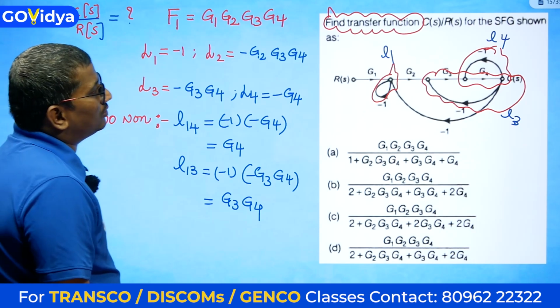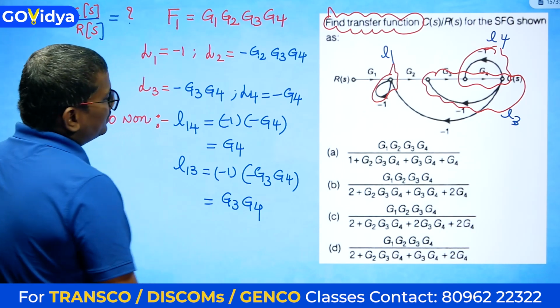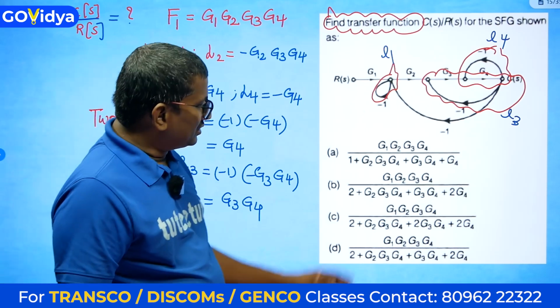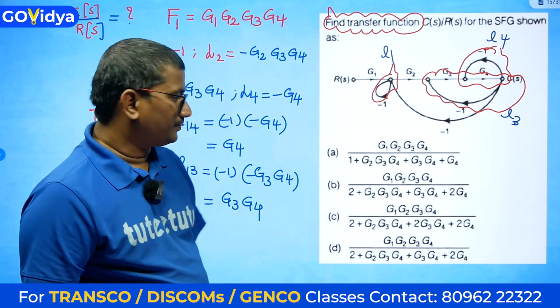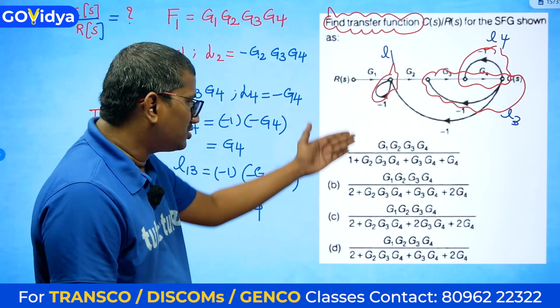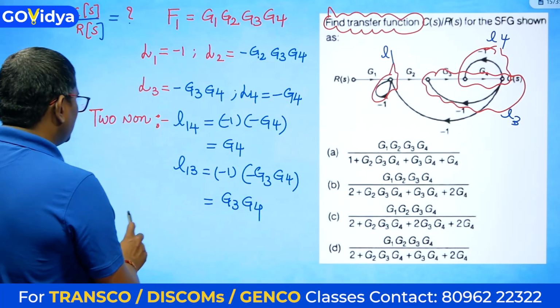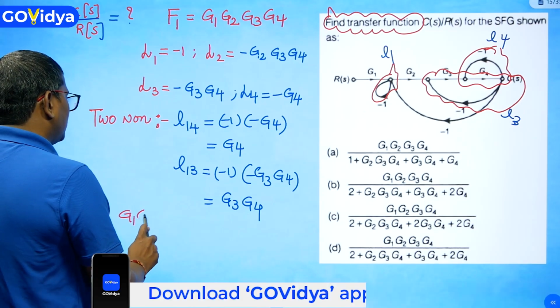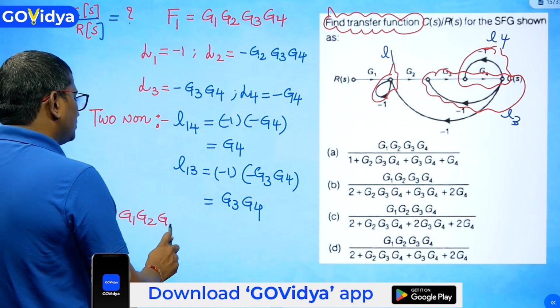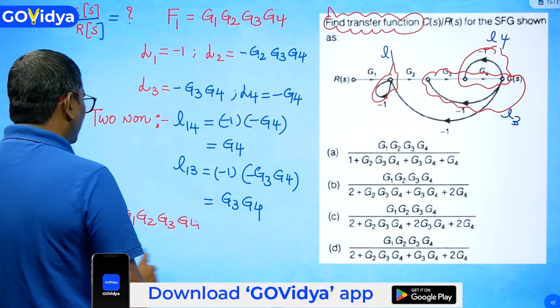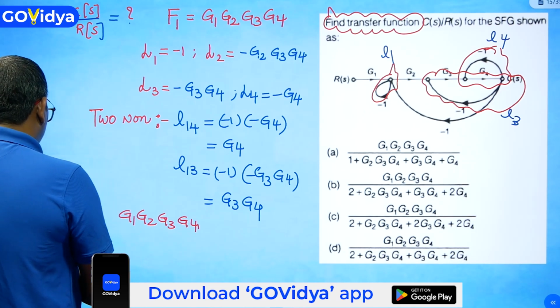Okay. So tell me what is the numerator? G1, G2, G3, G4. All are there. So numerator wise, there is no possibility of cancellation or removing anything. So numerator is G1, G2, G3, G4 as per Mason's gain formula, transfer function.